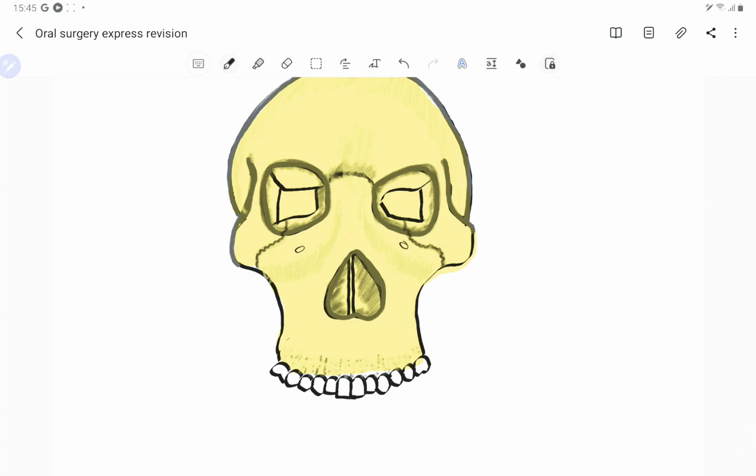The nasomaxillary buttress starts from the maxillary canine along the alveolar processes. So it starts from the root of the maxillary canine, goes along the, okay, let's take some other color guys so that we can differentiate.